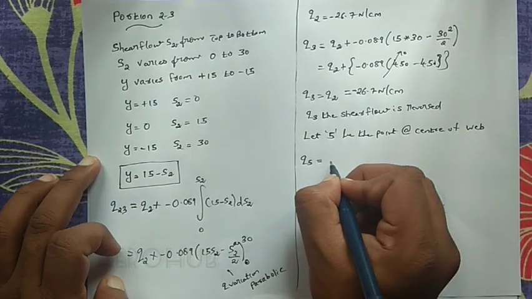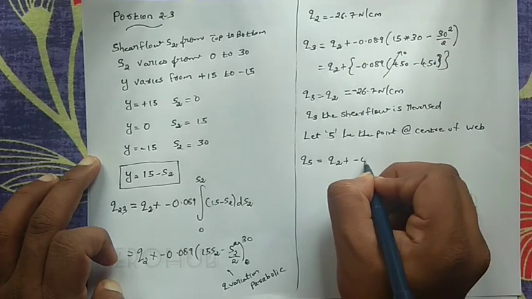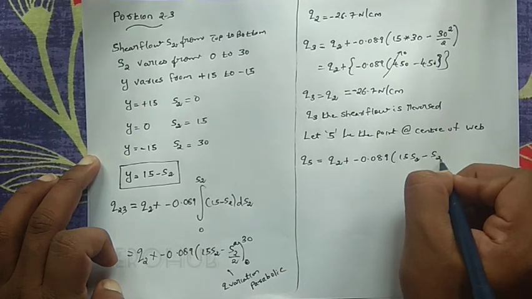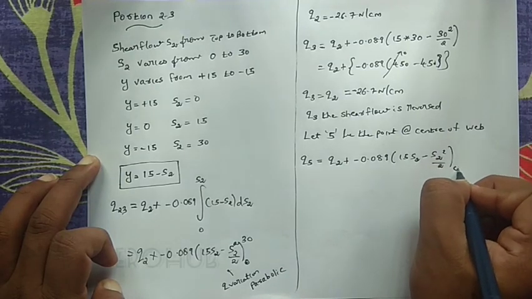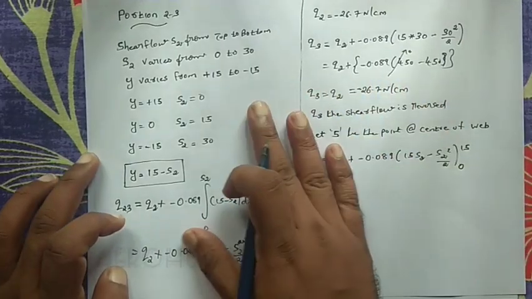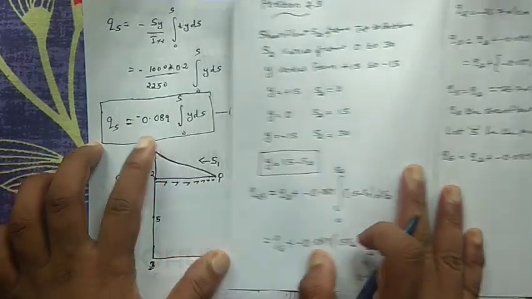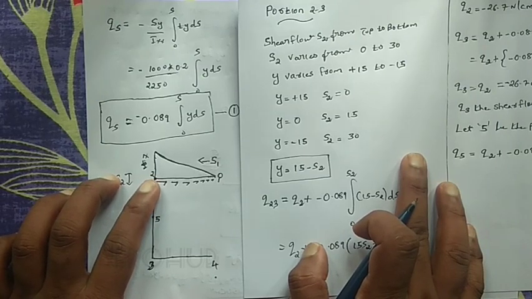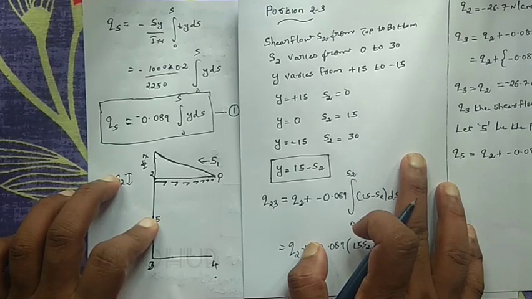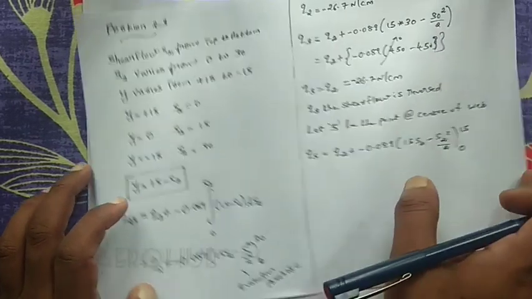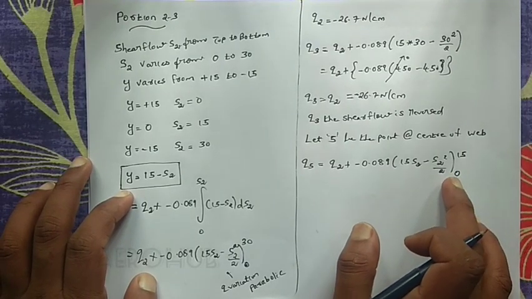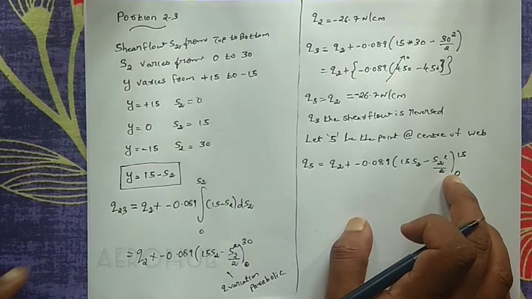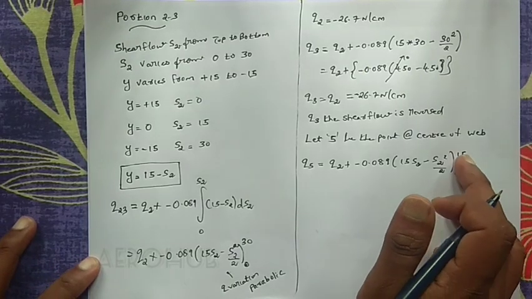Q5 is equal to Q2 plus minus 0.089. We have 15S2 minus S2 square by 2. We'll integrate from 0 to 15, because the shear flow variation is from S2 to 5. At point 2, the value of shear flow is 0. At point 5, the value of shear flow is 15. It is varying from 0 to 15. So when you integrate the equation, when you substitute lower limit, we will be getting the value for shear flow at point 2.